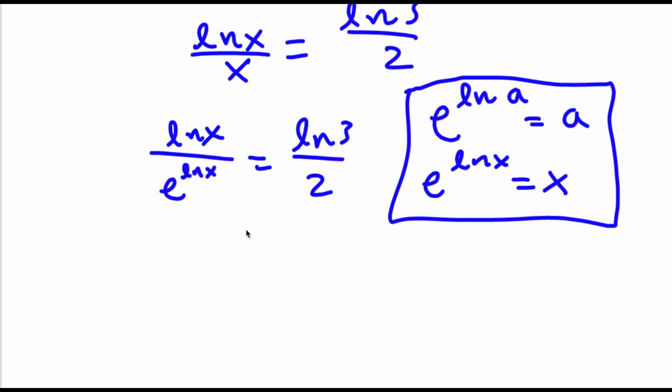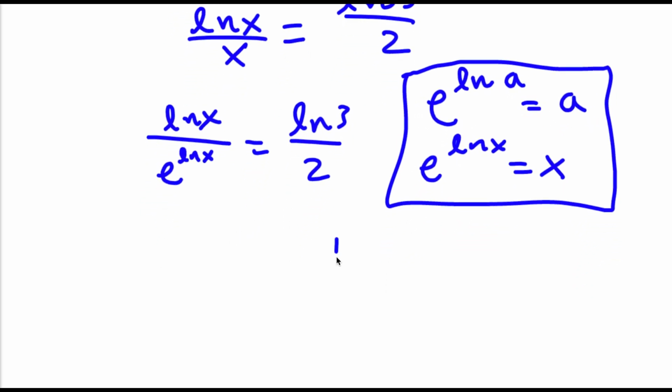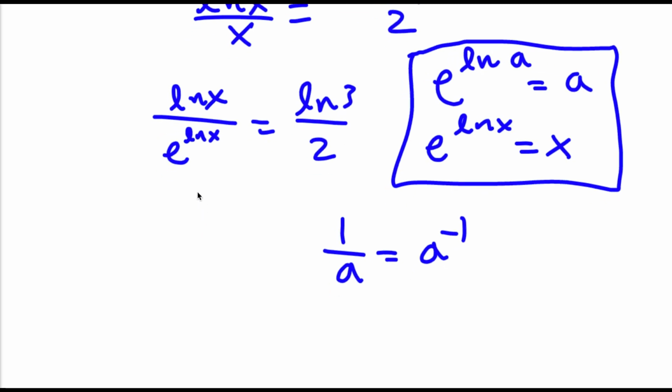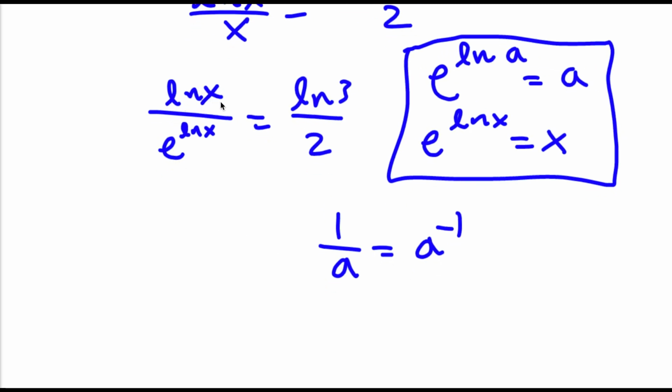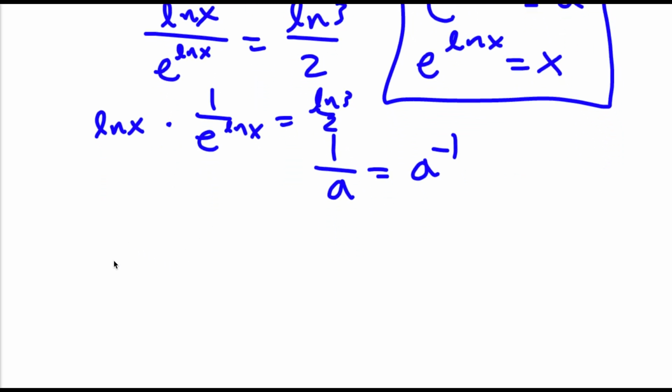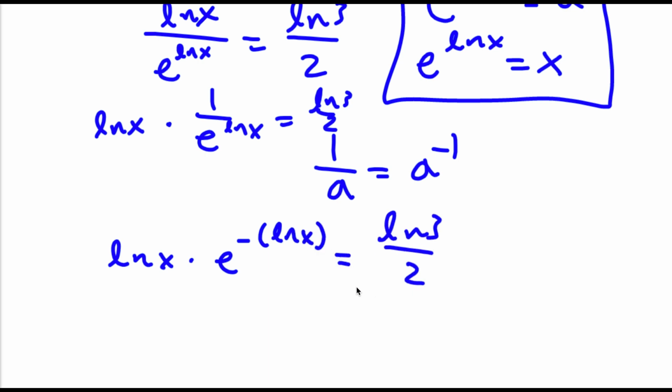And now, if I have something in the form 1 over a, this is equal to a to the power of negative 1. So ln x over e to the power of ln x, I can rewrite this as ln x times 1 over e to the power of ln x, which is equal to ln 3 over 2. And this is equal to ln x times e to the power of negative ln x, which is equal to ln 3 over 2.